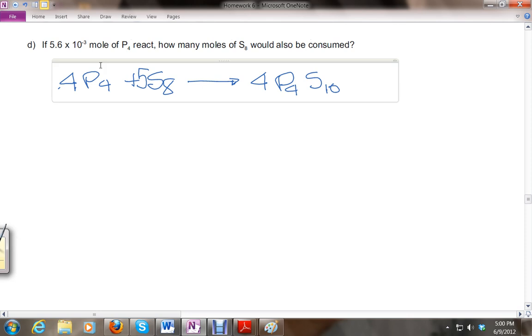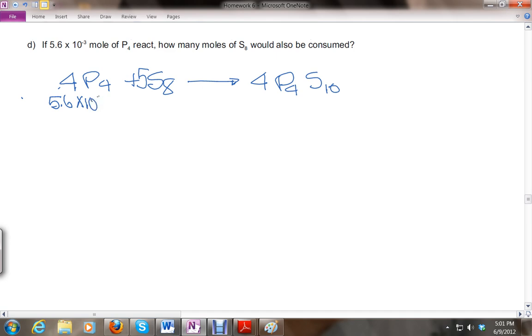So it says, if 5.6 by 10 to the minus 3 moles of P4 react, how many moles of S8 would be consumed? So again, the same thing. We're playing around with the equation. 5.6 by 10 to the minus 3 moles of P4, and they're asking how many would react. So it would be 4 moles of P4.